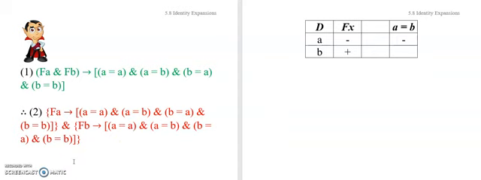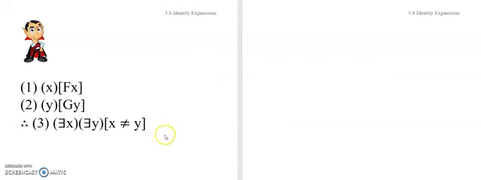Let's look at some more examples where you can really put your skills at expanding identity sentences to work, and they can really come to your aid in demonstrating invalidity. Okay, let's try another one, all right? And in this particular case, let's do it in two objects, okay?